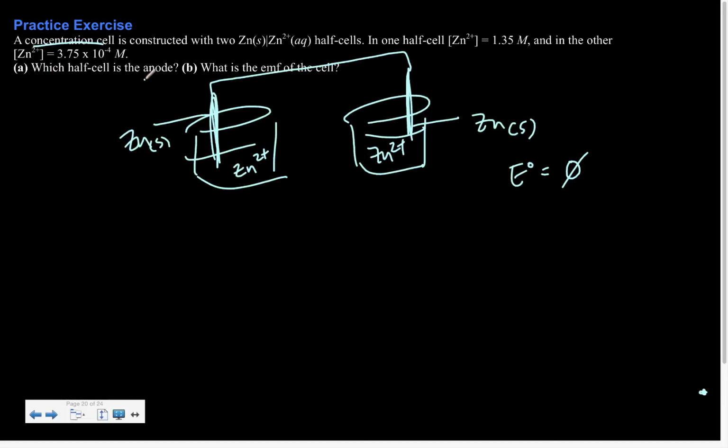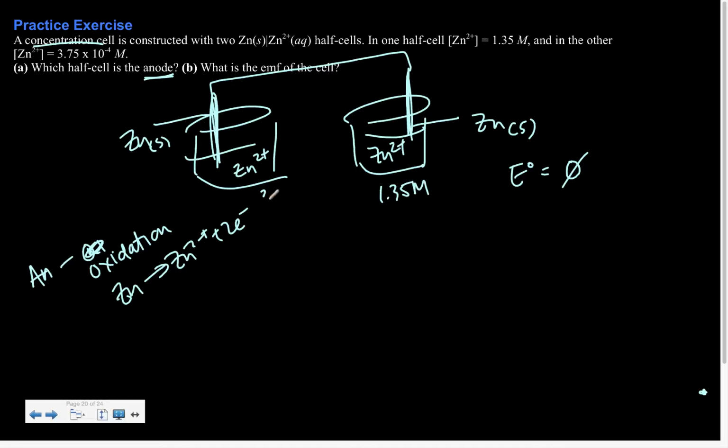All right, so let's talk about which half cell is the anode, right? Anode means oxidation. Oxidation, right? Which means that we are looking for the cell where Zn is going to go from Zn solid to Zn2 plus plus 2 electrons, right? So let's think about which cell would be logical for that, all right? One cell has 1.35 molar zinc, and the other cell has 3.75 times 10 to the negative fourth molar zinc, right? So, thinking about my equilibriums, thinking about everything we know, which one's going to be the anode, the place where oxidation occurs?